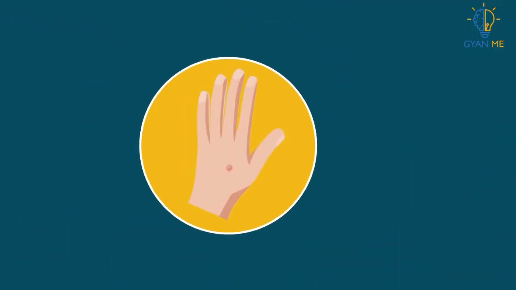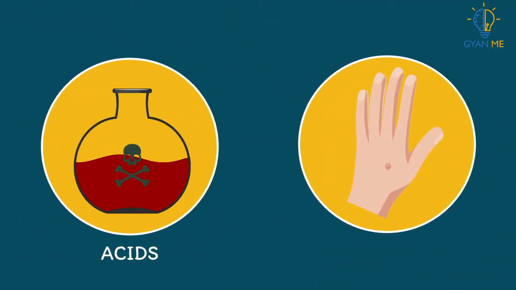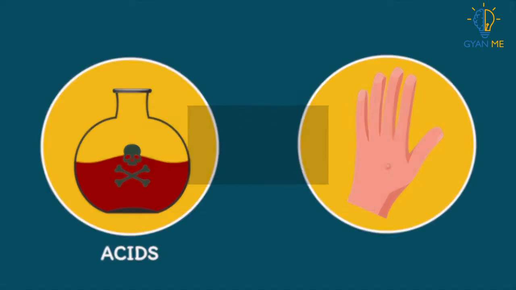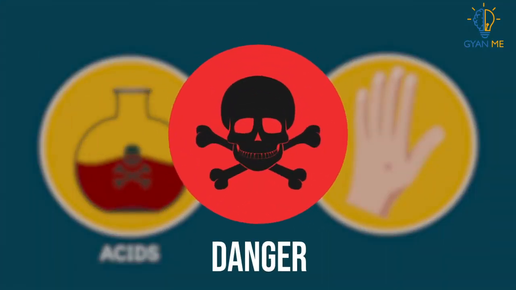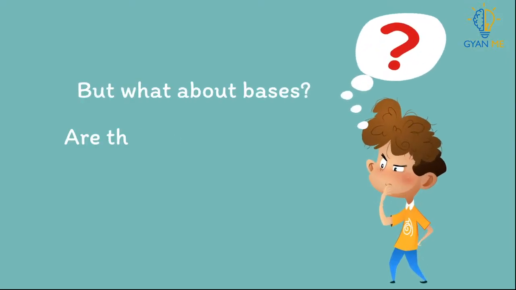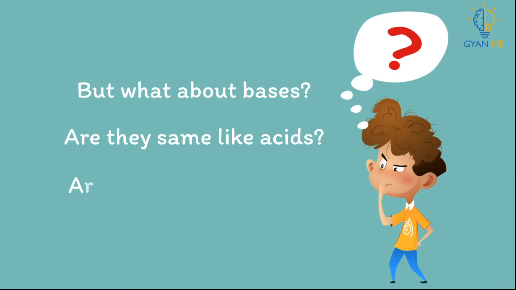You guessed it right students. What I want you to know is acids are chemicals which produce burning sensation. Also, they are corrosive, and so most acids are very dangerous. So they should always be handled with care. But what about bases? Are they the same as acids?